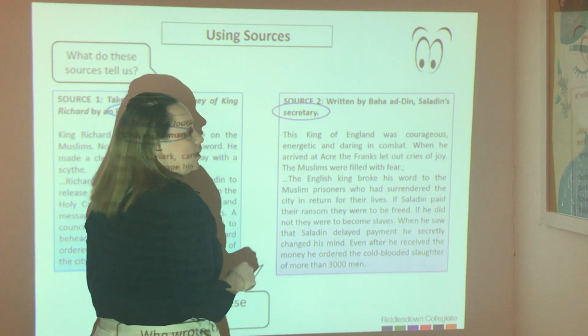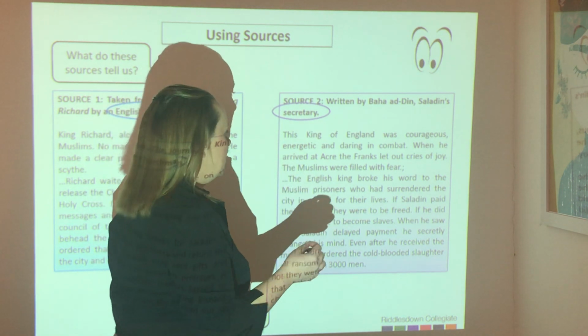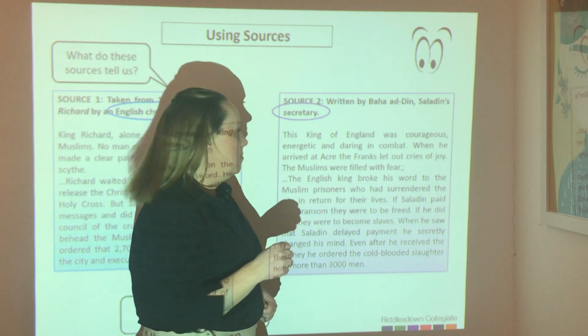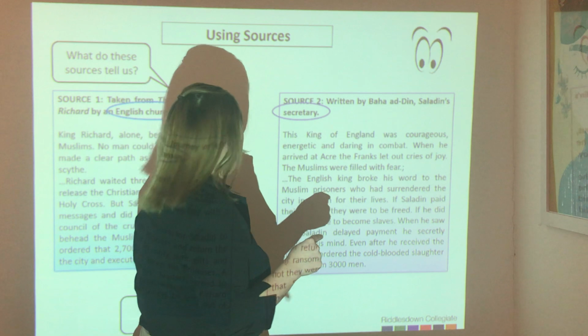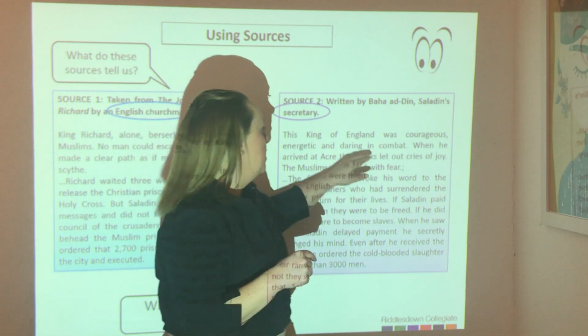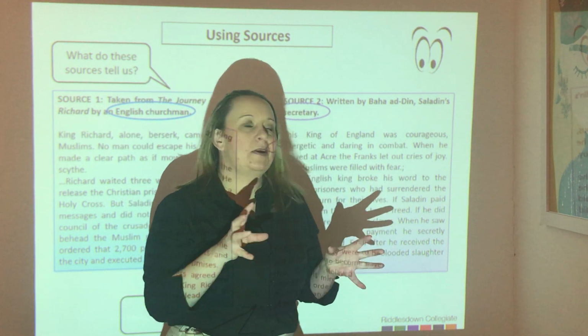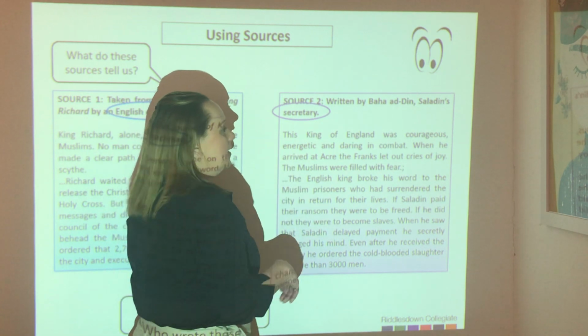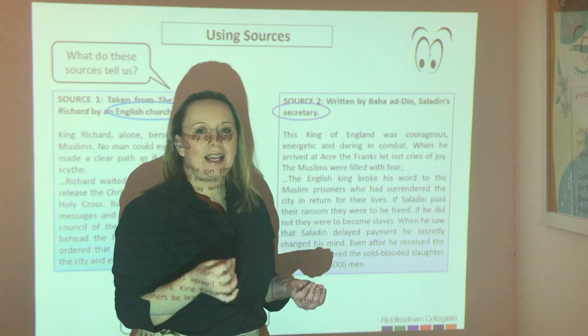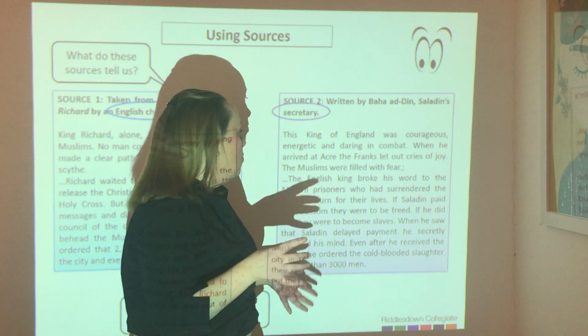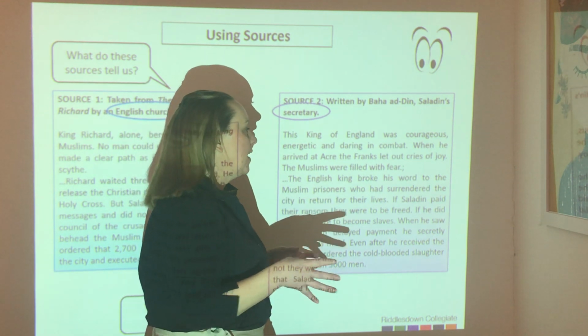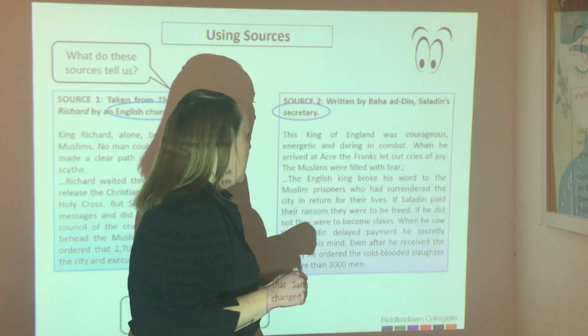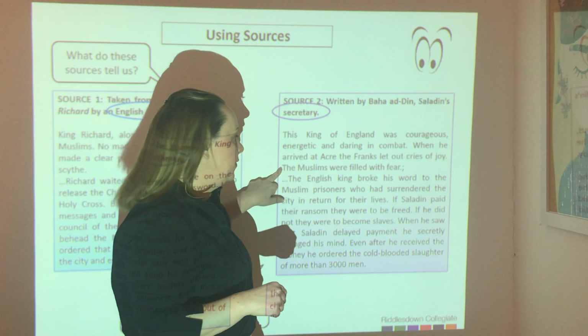This King of England was courageous, energetic and daring in combat. So, straight away we've got different words, haven't we? I'll read it all first and then I'll come back, sorry. This King of England was courageous, energetic, daring in combat. When he arrived at the Acre, the Franks let out cries of joy. The Muslims were filled with fear.